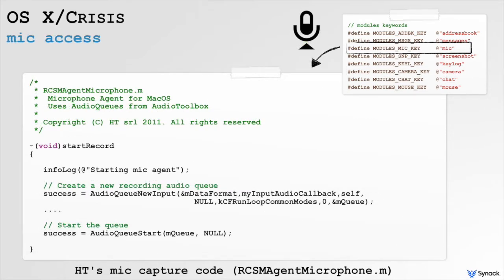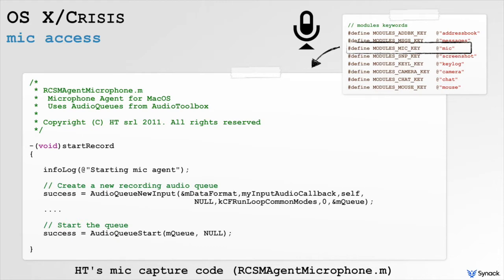They also had the ability to separately turn on the microphone and start recording. It's kind of nice that these were decoupled because, again, they might not want to turn on that LED indicator light, but record the user at least via audio. So this was implemented in the rcsmagentmicrophone.m file. And again, they didn't use AV Foundation or QtKit, but used something called Audio Queue Services. Again, this is just a very old deprecated API that Apple provides that allows you to record off the microphone.